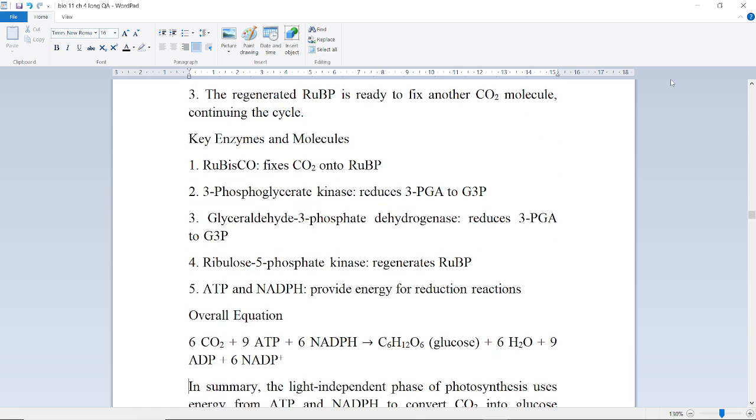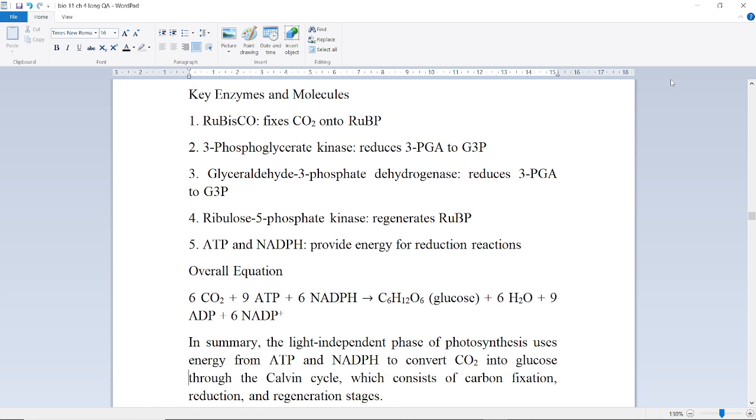Key enzymes and molecules. Rubisco fixes carbon dioxide onto RuBP. 3-phosphoglycerate kinase reduces 3-PGA to G3P. Glyceraldehyde 3-phosphate dehydrogenase reduces 3-PGA to G3P. Ribulose 5-phosphate kinase regenerates RuBP. ATP and NADPH provide energy for reduction reactions.